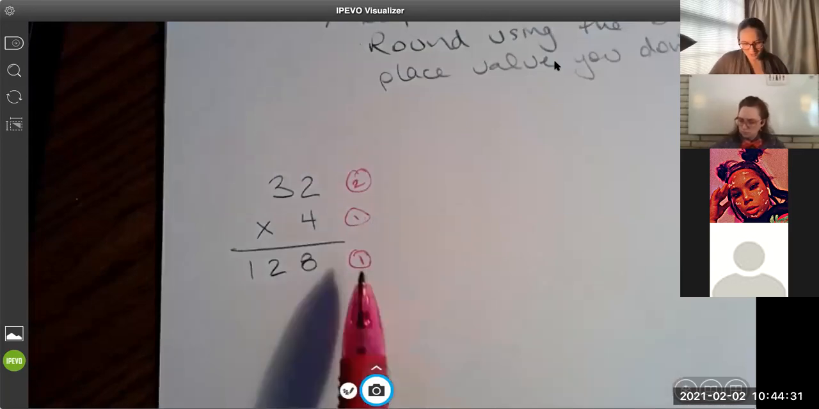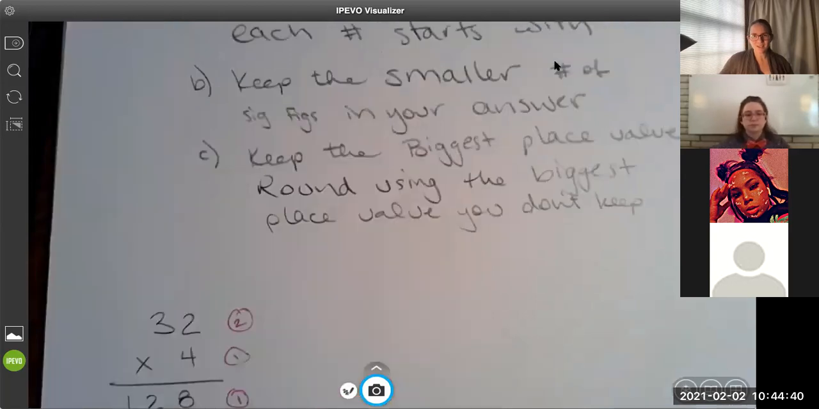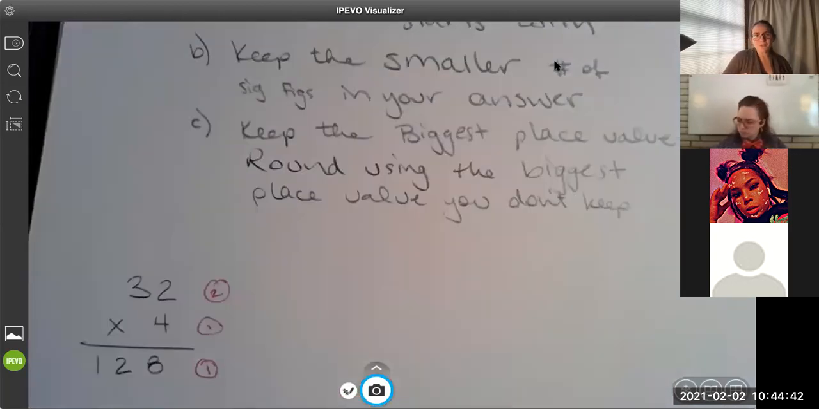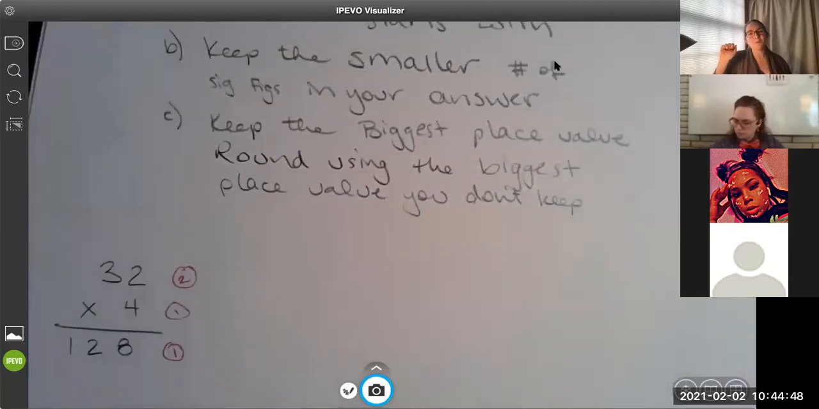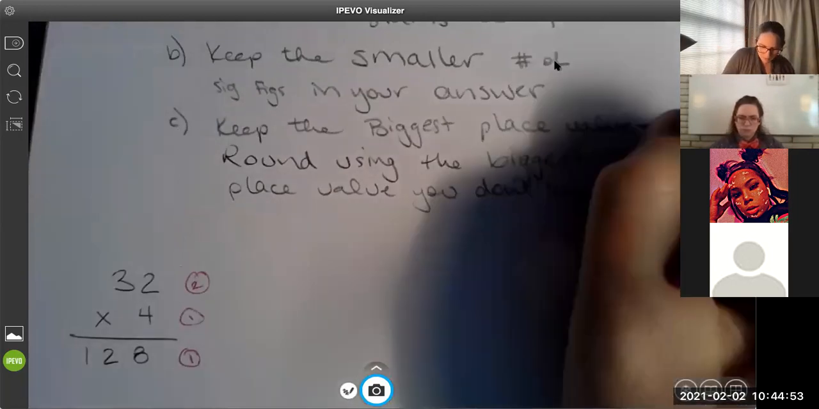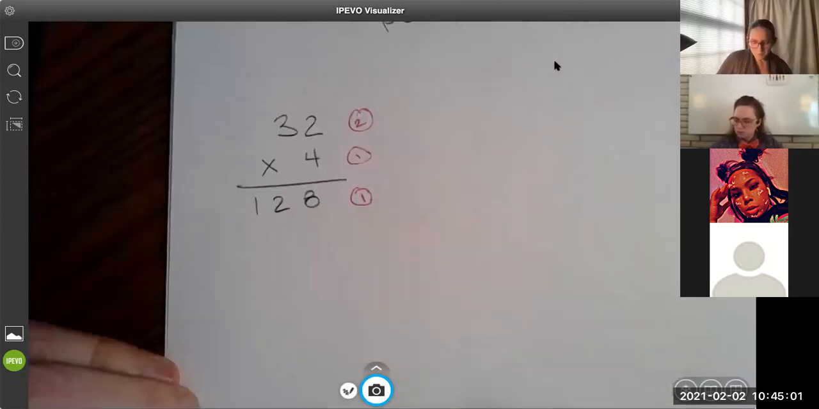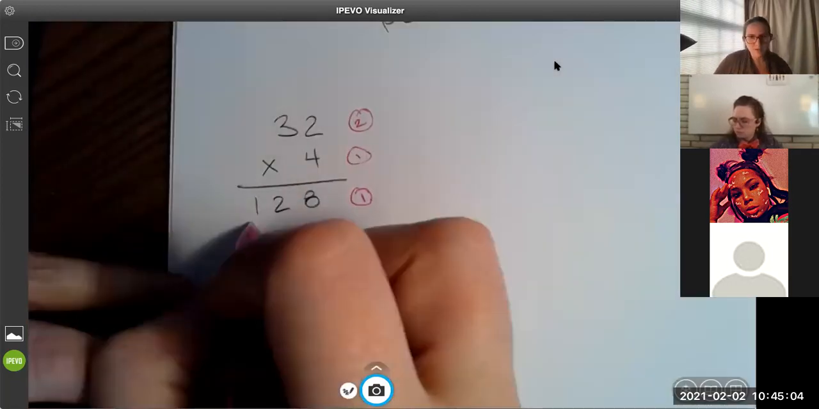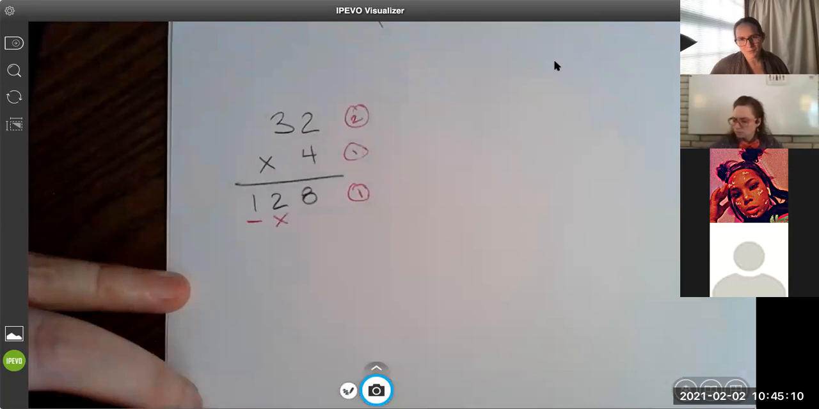We figured that out because you started with a number with 1 sig fig, therefore your answer, you're going to round so that you have 1 sig fig. Keep the biggest place value. Round using the biggest place value you don't keep. Okay. We are going to keep 1 place value. We're going to keep the biggest place value. We're going to round using the biggest place value you don't keep.